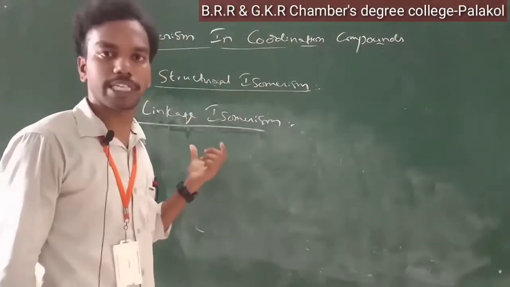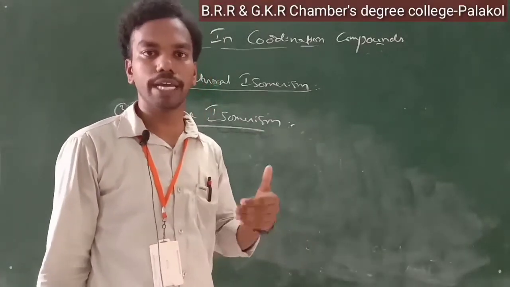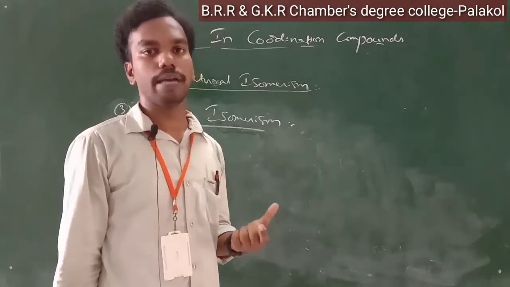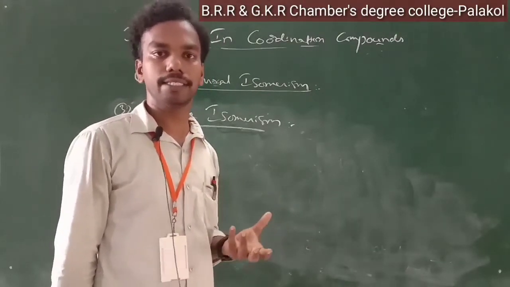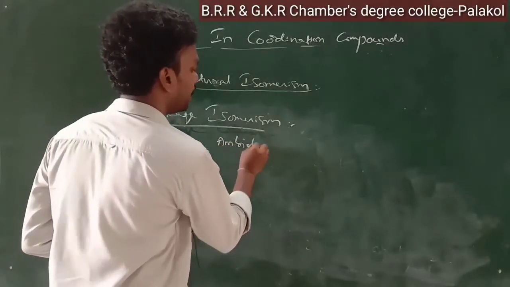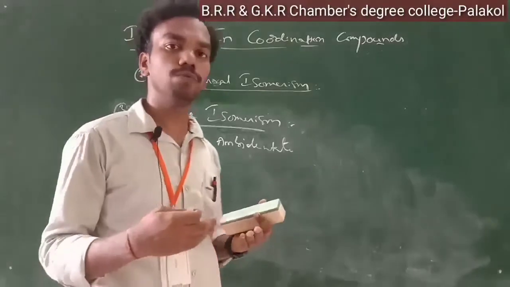So this type of isomerism is exhibited by complexes which contain ligands having more than one donor site. That means the complexes which contain ambidentate ligands. So what are ambidentate ligands? Ambidentate ligands are the ligands which contain more than one donor site.